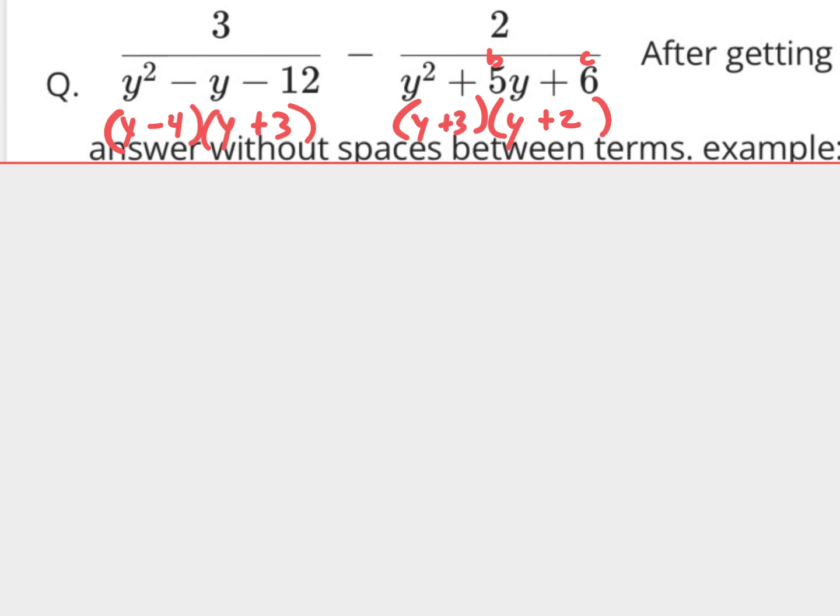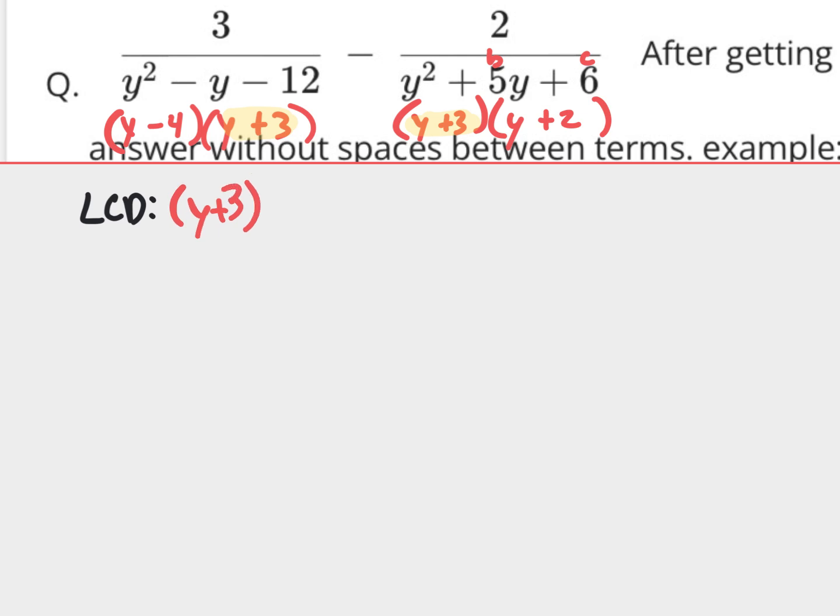Again, what times what is c, that if you combine together is b, that'll be a positive 3 times a positive 2. Now, to write my LCD, you take what repeats in both, which in this case, the y plus 3 matches up with the y plus 3. So you just write that down one time, y plus 3.